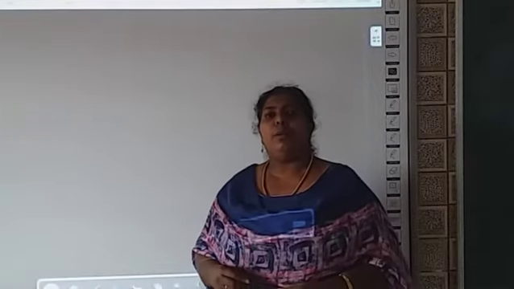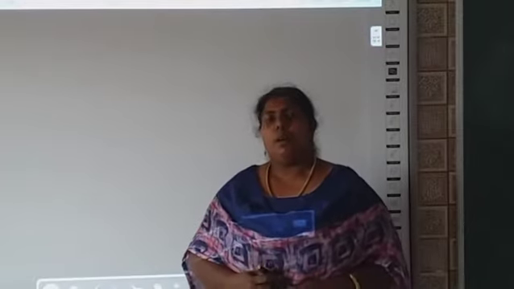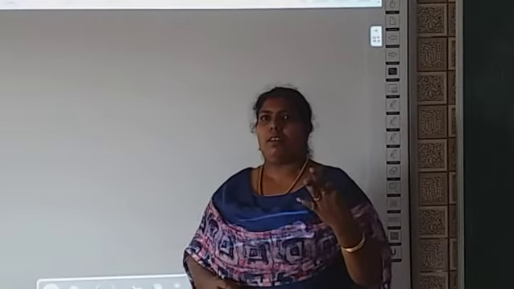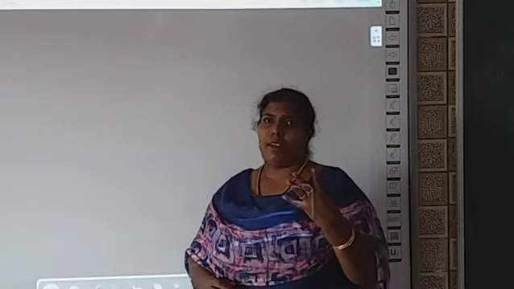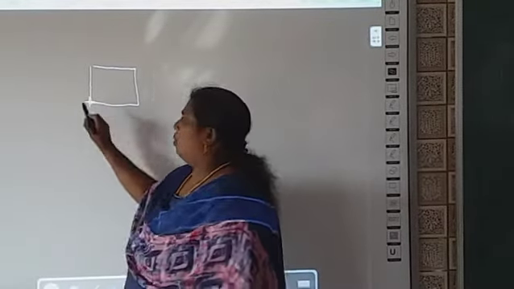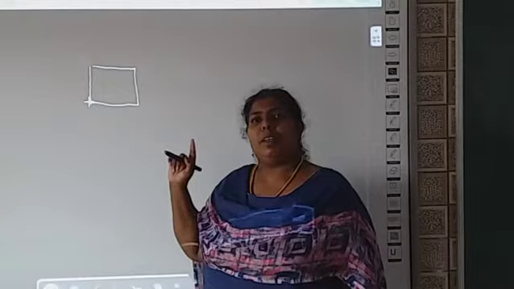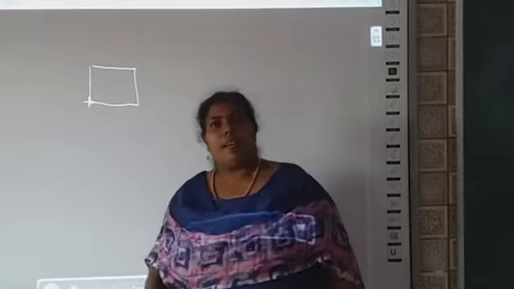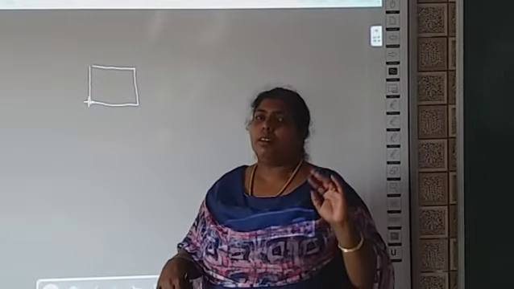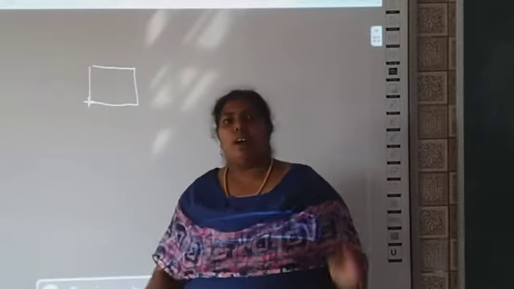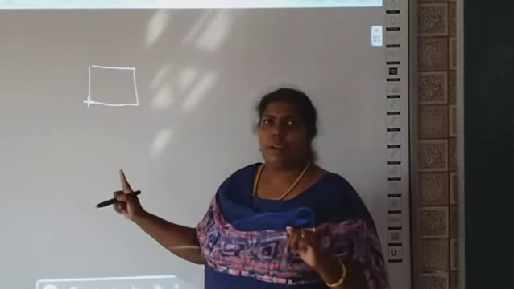Actually, in grade 3, you learned the basic shapes, isn't it? 4 basic shapes you learned. What are the shapes? Square, rectangle, circle, then triangle. Yes, square. You know the definition of square, right? Square, how many sides are there? 4 sides, then all the sides are equal. Then how many corners? 4 corners. All sides are equal. That is square shape.